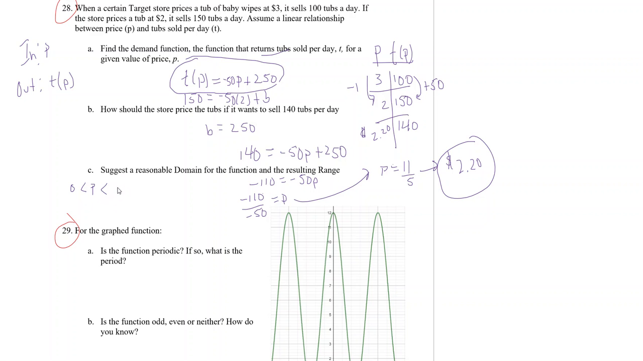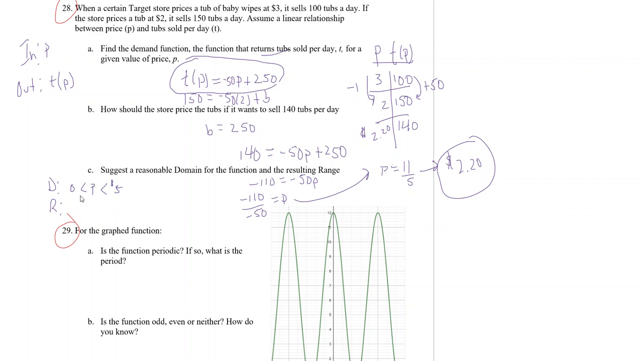If you charge $5, minus 50 times 5 is minus 250. That leads to sales of 0 tubs. So by the time you get to $5, you're already selling nothing according to this model. So prices between 0 and $5 are reasonable. That's your domain. And again, that's up to you. Whatever you pick for your domain, though, as long as it's within reason, has to have a matching range. That part isn't up to you.